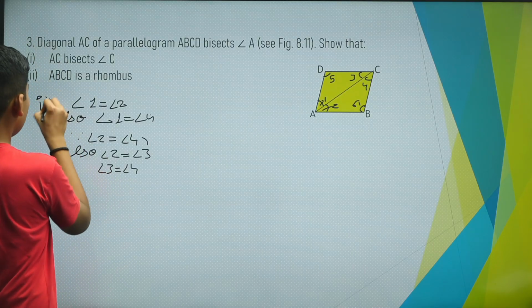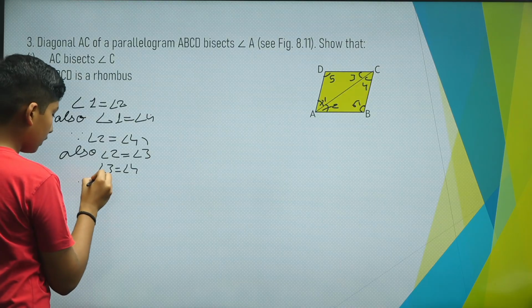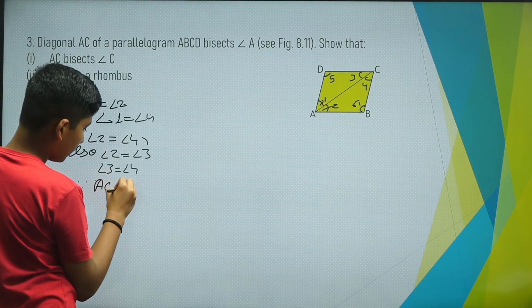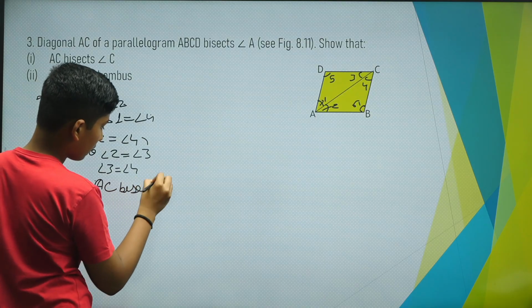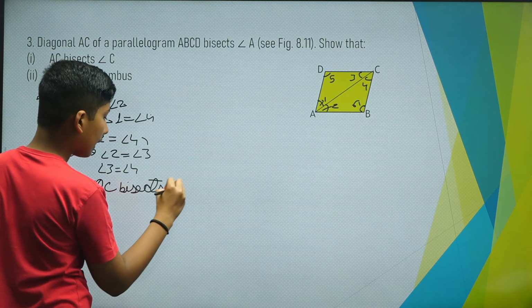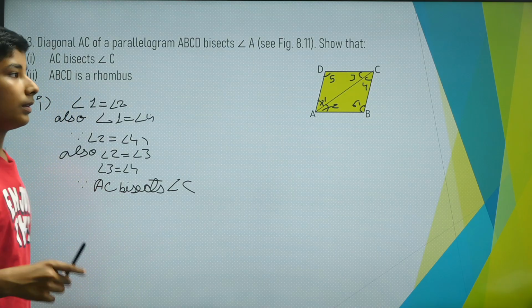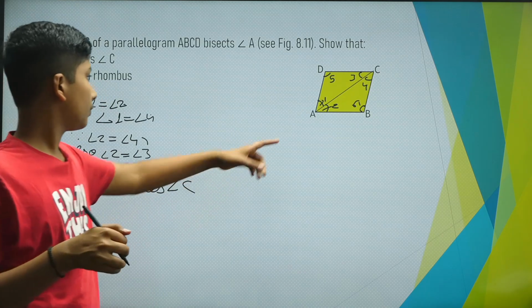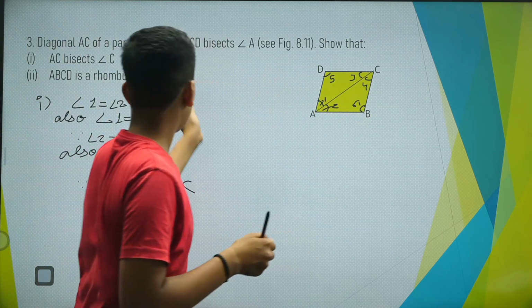Therefore, AC bisects angle C. This we have proved. Now we have to prove one more thing. What will we prove? ABCD is a rhombus.